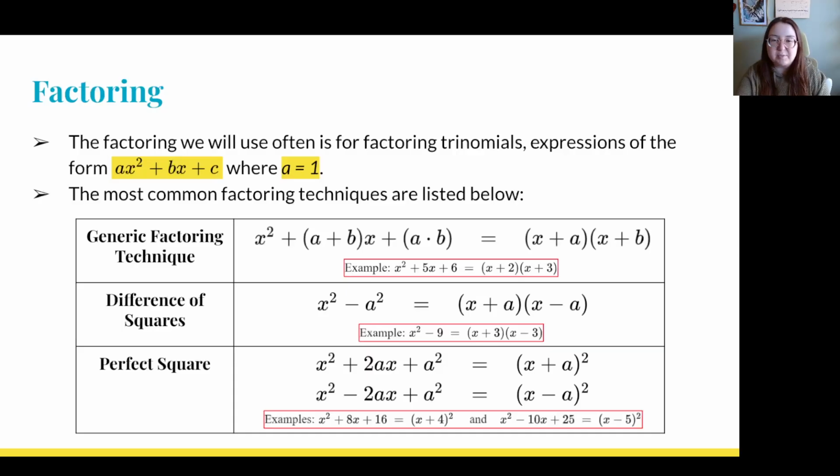Then we also have the difference of squares and the perfect square. So the difference of squares is a problem of the format x squared minus a squared. So a squared is just some number at this point.